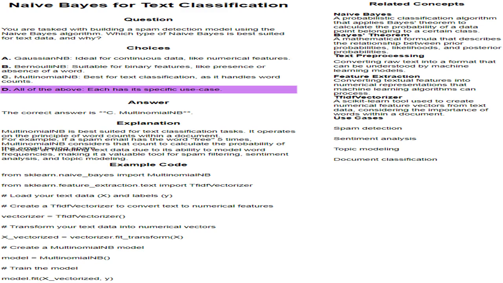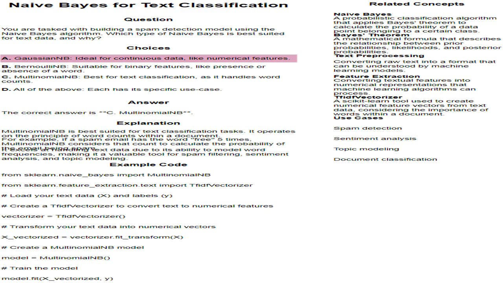False. Gaussian NB is better suited for continuous data, such as height, weight, or temperature. Text data, however, involves discrete features like word presence or frequency. Gaussian NB: ideal for continuous data, like numerical features.